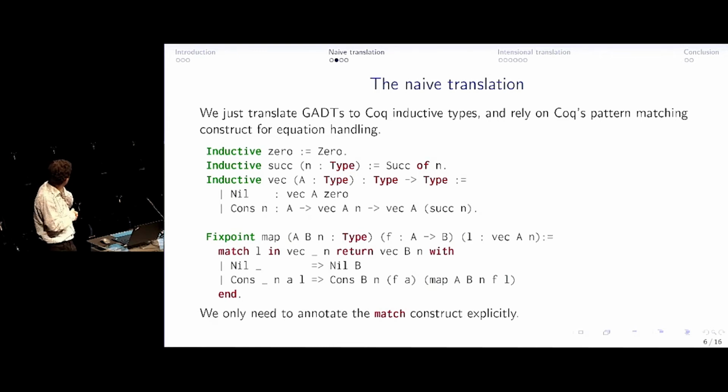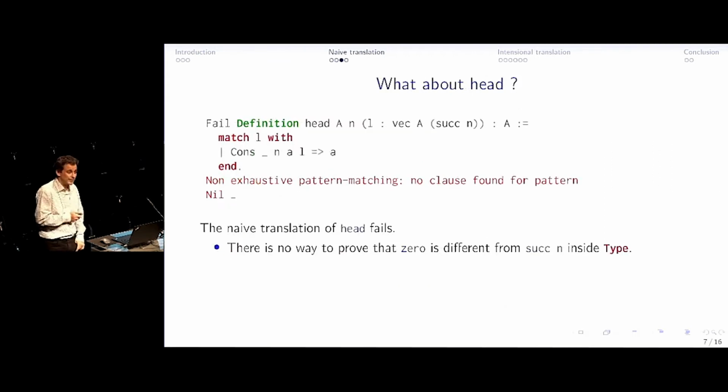Now I can define the map function. What changes? I have to write a few annotations on the pattern matching to ensure that it's correctly able to see that the n inside coincides with the n it gets outside. There's a technical problem in Coq for that. And otherwise, it is able to do most of the type inference automatically. So we only need to annotate the match construct. Okay, so no problem. But what about the head function?